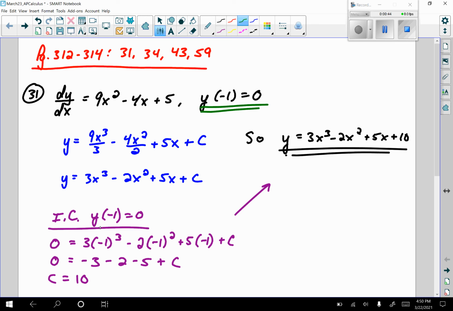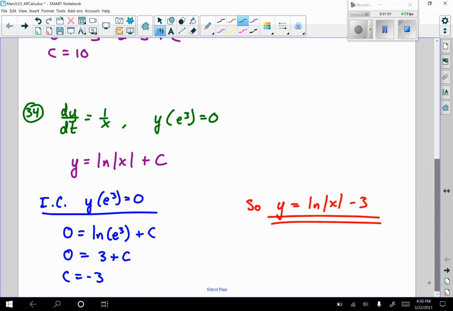Then we go down to using the initial condition. So everywhere there's an x, we put in a -1, set it equal to 0 to find c. So it turns out that c is equal to 10. And then we just rewrite the equation for y, but instead of plus c at the end, we put our plus 10.